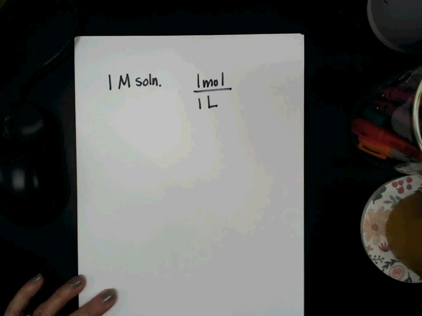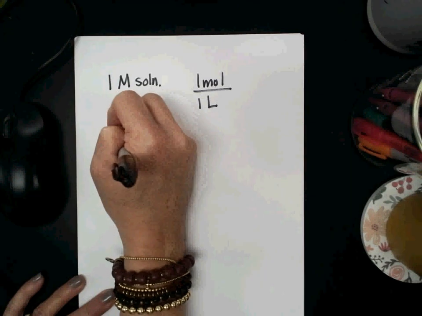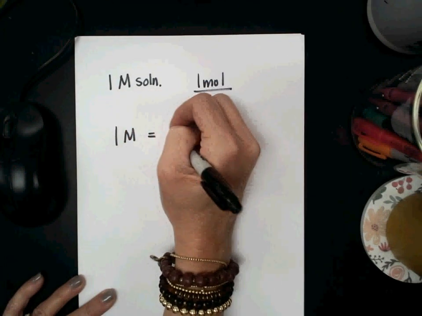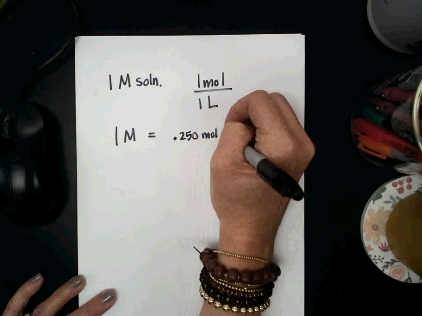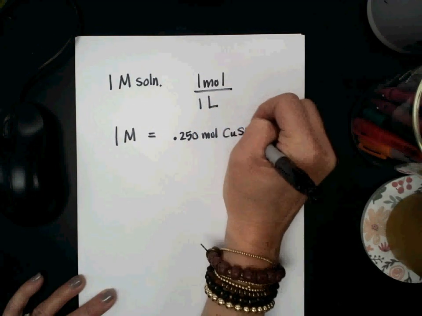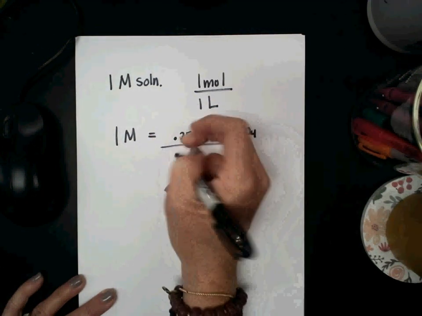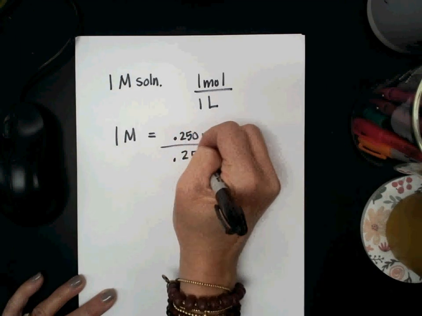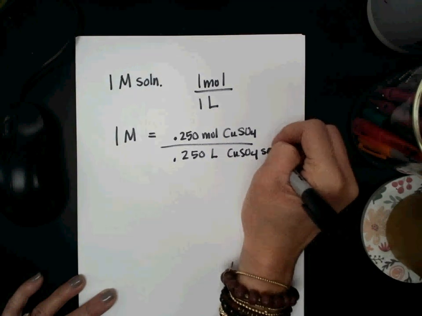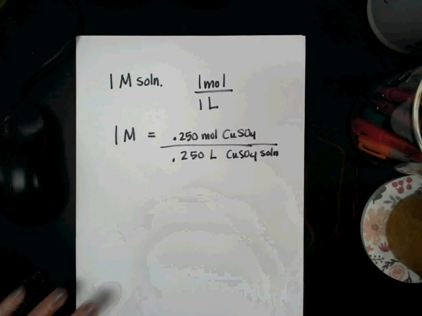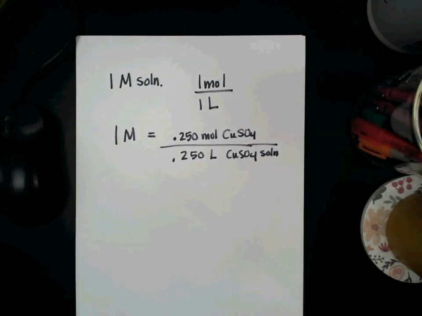It could also mean, if I have a 1 molar solution, something like this. I have 0.250 mole of a substance. Let's say I have copper(II) sulfate in 0.250 liters of CuSO4 solution. Same thing. That's a 1 molar solution. So we can think about it in different ways.